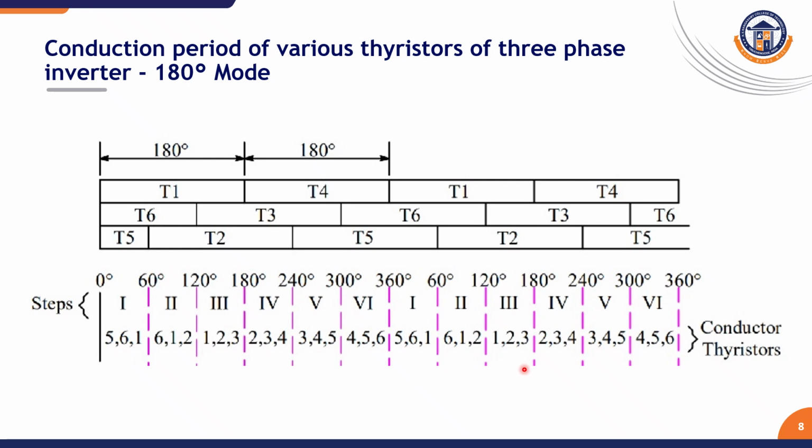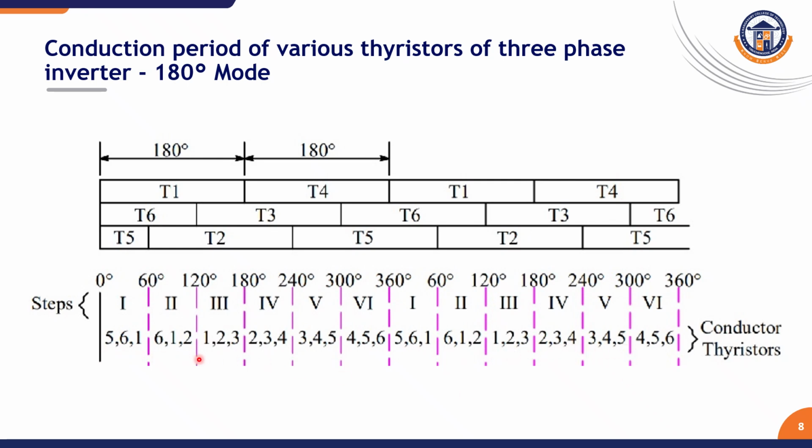You can see we will be having a cycle as 1, 2, 3, 4, 5 and 6 for 360-degree, which is from 0 to 360-degree. For each interval, there will be three switches conducting, that is 5, 6 and 1, the positive and negative switches, and they will be conducting in sequence. You can go through the sequences as 5, 6, 1, 6, 1, 2, 1, 2, 3, 2, 3, 4, 3, 4, 5 and 4, 5, 6. Again the cycle will be repeated.